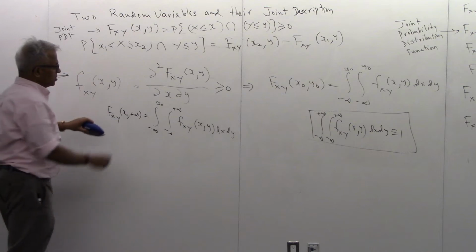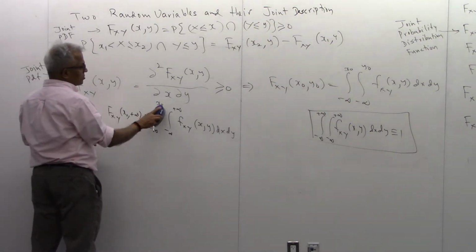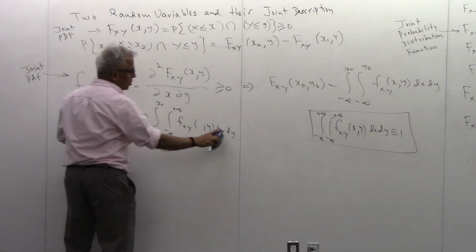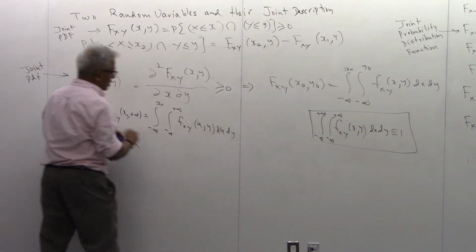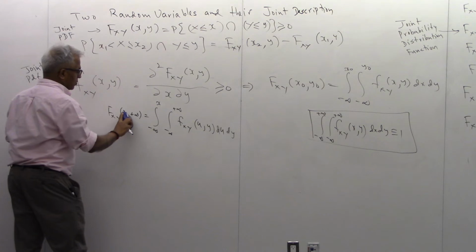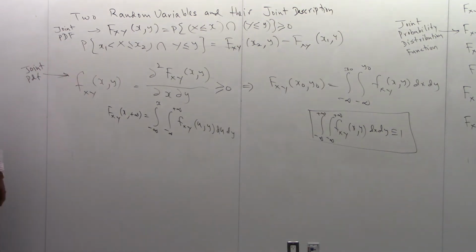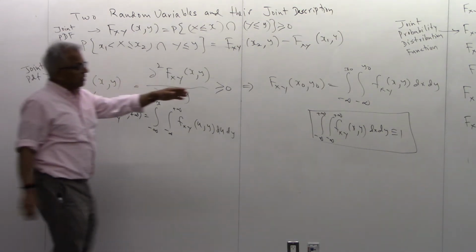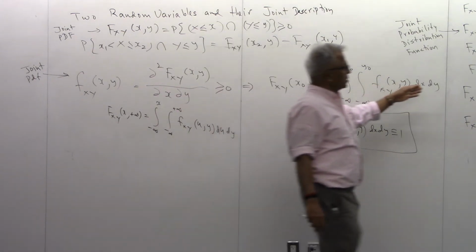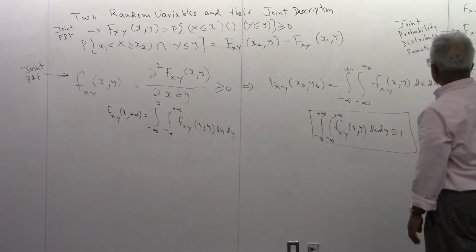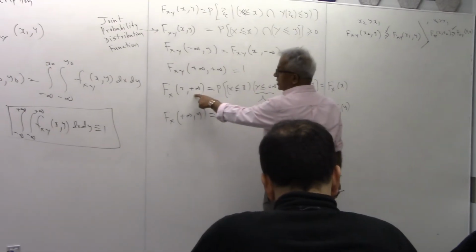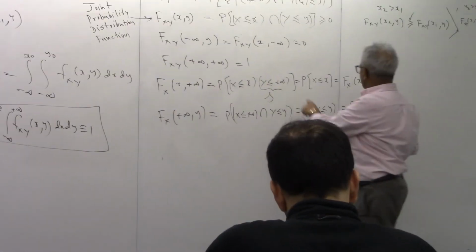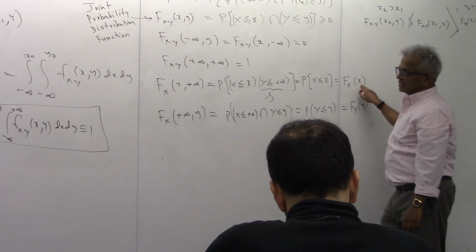And instead of x naught, I want to call it x here. So I'm going to change this x to a running variable u, so that I can call this x. I don't have to, but this is good. But remember, look here, if you put the second variable to plus infinity, you get F_X(x).